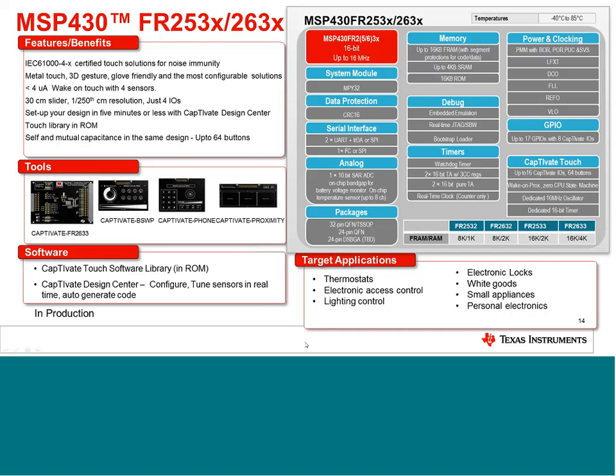It has a board for self-capacitance, a board for mutual capacitance, and a board for proximity and gesture sensing. It has the MSP430 FR2633 PCB. This is the main processor, and it also has a programmer debugger, which allows you to connect to a PC and run CapTIvate Design Center, which we'll be talking about in the next slide. CapTIvate Design Center is the main tool that you would use for programming and tuning your sensors in your system.